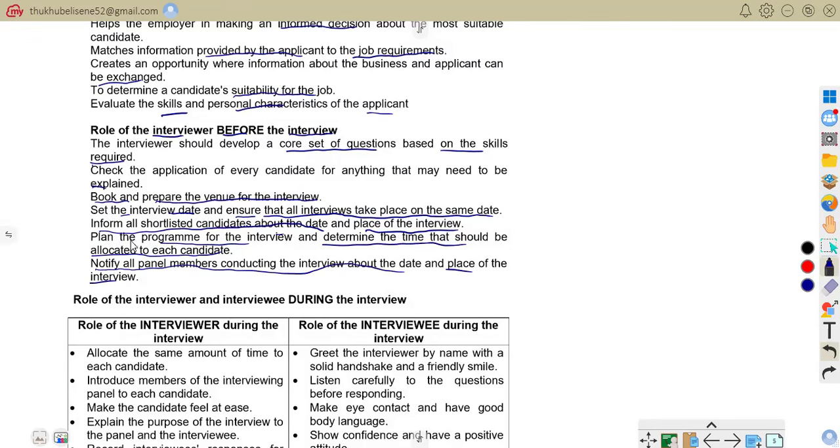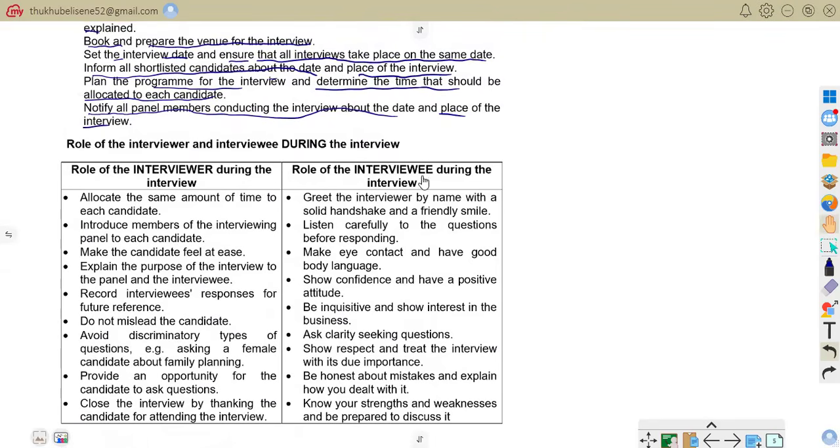Notify all the panel members conducting the interview about the date and place of the interview. So it's not only the interviewees that you are going to notify about the place and date of the interview, even the panel members that are going to be there in the interview. You are to make sure that you make them aware of the date and the place where the interview is going to take place. That's very important.